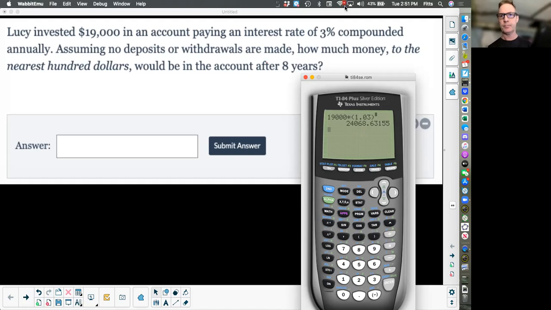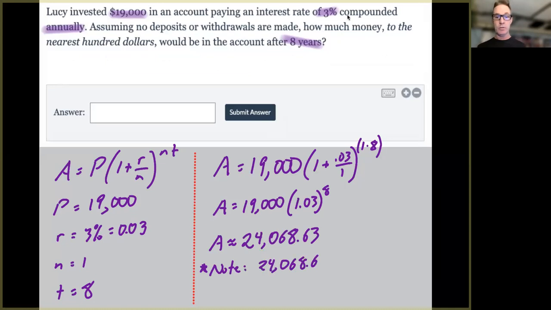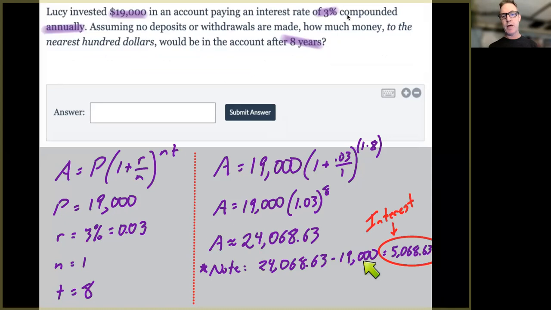So let's go back. Make sure I wrote that down correctly. 24,068.63. Note, if you were trying to find the interest amount, you could subtract the principal amount. Remember, this is the total amount, principal and interest. If I subtract out that principal amount, the amount of interest I earned is just 5,008.63. So that's kind of useful information, right? It's a pretty decent amount of interest. So to the nearest $100, that would be just 24,100.